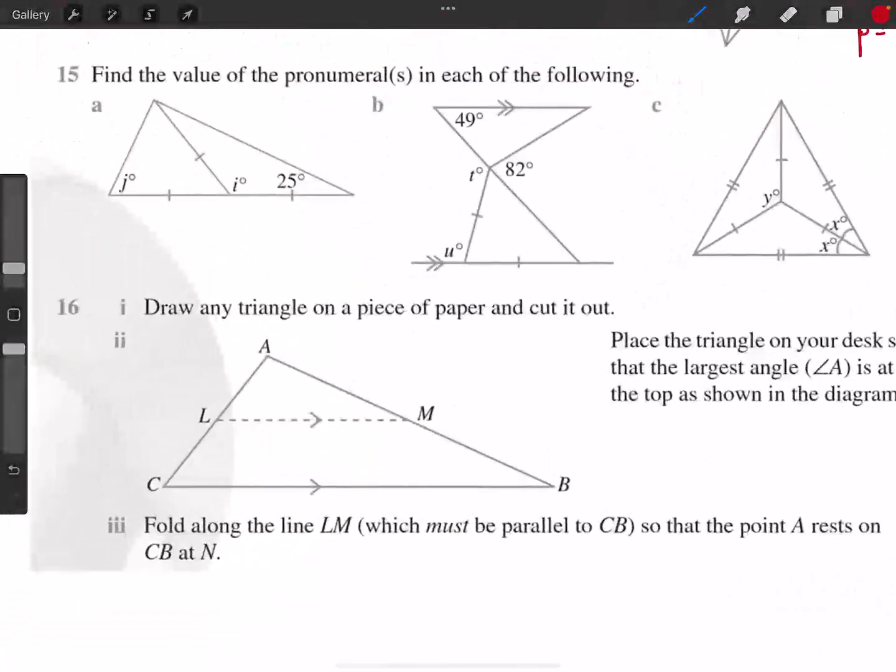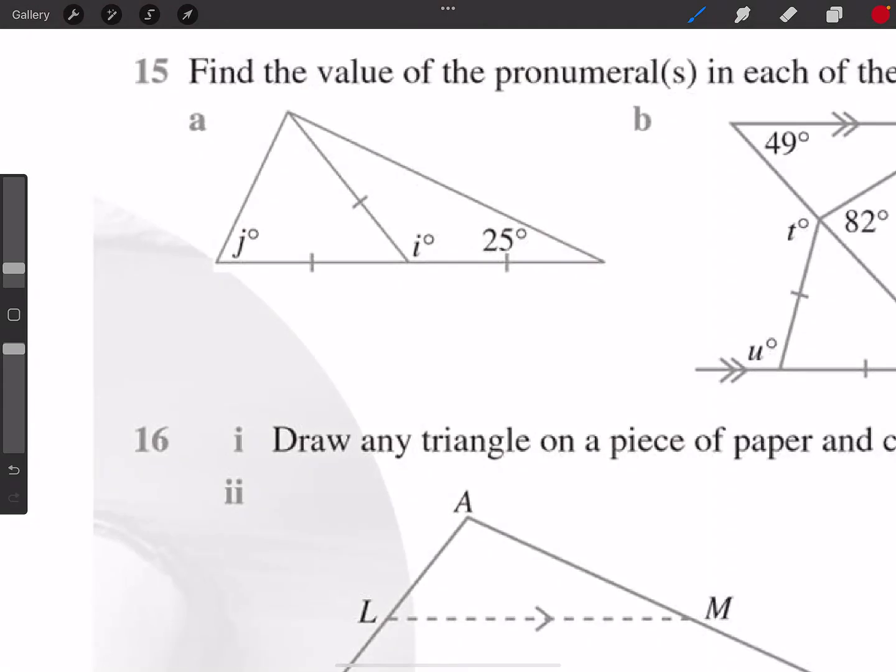Question 15. Find the value of pronumerals in each of the following. Okay, so look at the first picture here. You got, this is an isosceles triangle because these two sides are the same, which means that these two angles must be the same. Okay, so this must be J. What else we got?